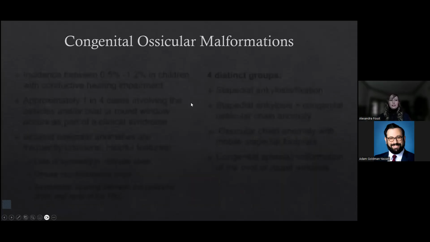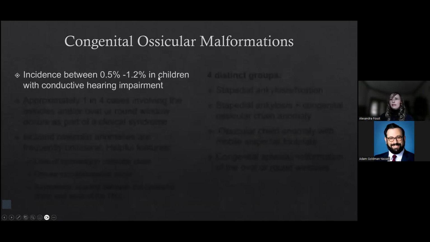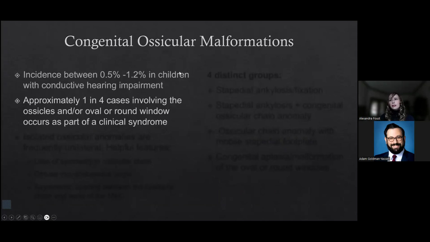Next, we'll move into congenital ossicular malformations. So these have an incidence of about 0.5 to 1.2% in children that have conductive hearing loss. Importantly, about 1 in 4 cases of ossicular malformations, or those that have malformation of the oval or round windows, occur as part of a clinical syndrome. So although you can find them in isolation, when you see an ossicular malformation, definitely go take a closer look at the rest of the temporal bone and the face for other anomalies that might suggest a craniofacial syndrome.